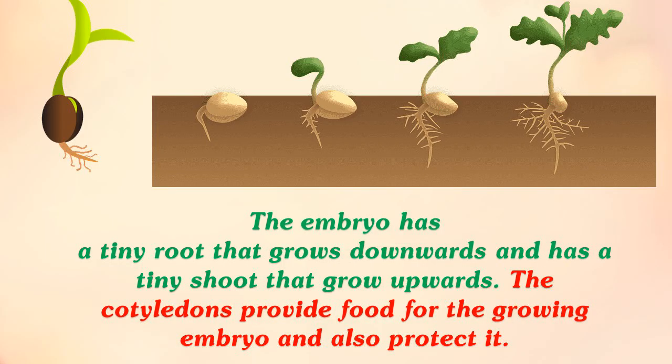The last one is our embryo, or you can say the baby plant. The embryo has a tiny root that goes downward, and it has a tiny shoot that goes upward. The cotyledon provides food for the growing embryo and protects it. When the plant grows, at that time the root collects water and minerals from the soil, and the leaf makes its own food with the help of photosynthesis.